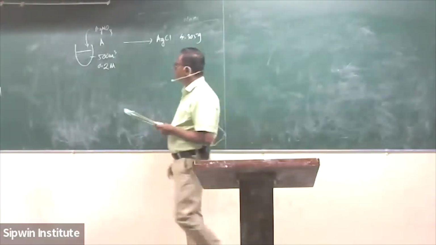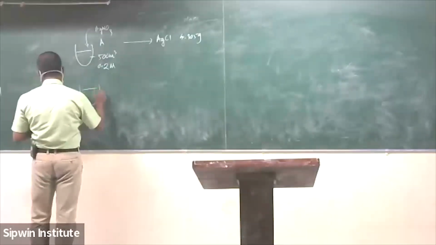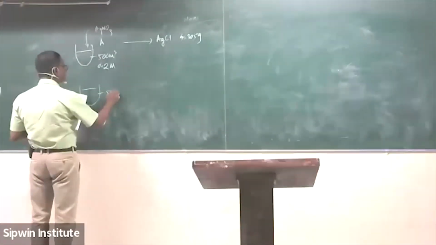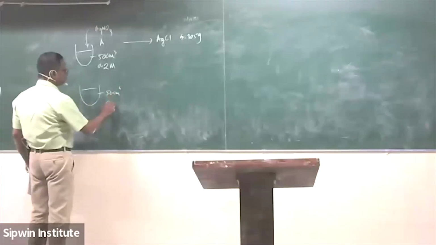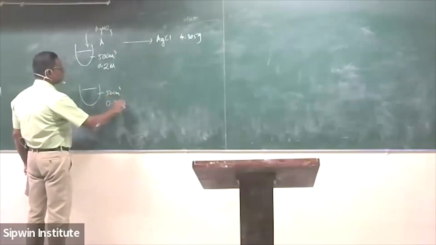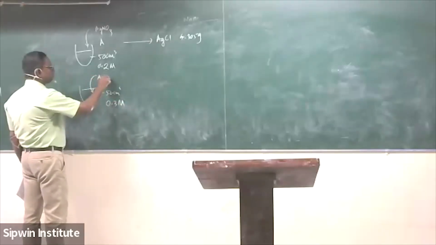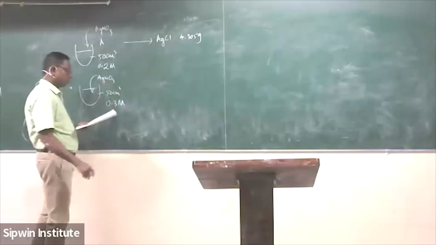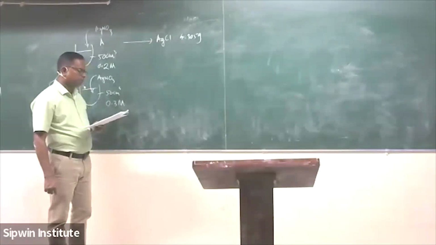Then analysis of B, a similar type. 50 taken, 0.3 here. Silver nitrate added. Again precipitation, again 4.305.